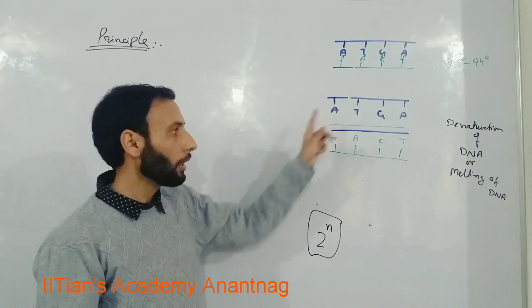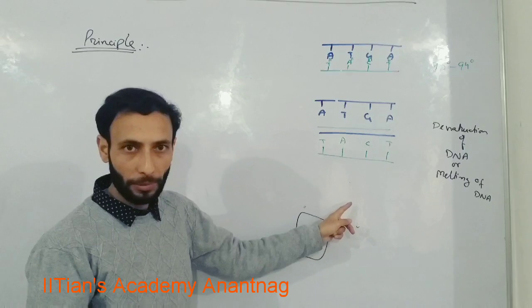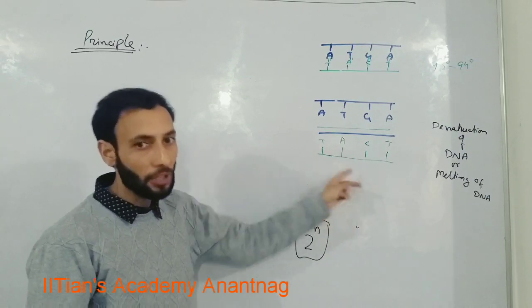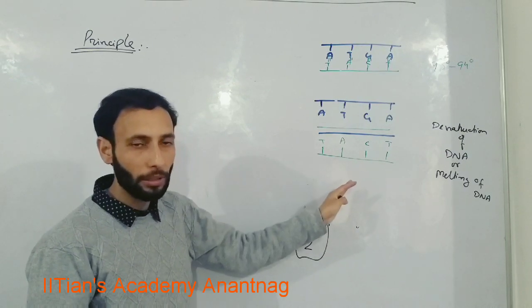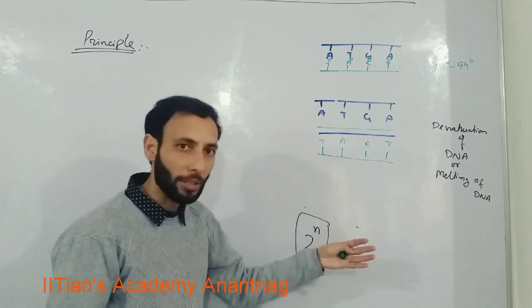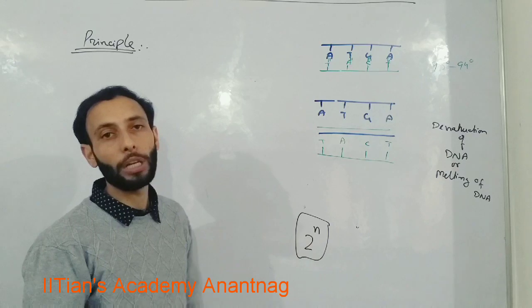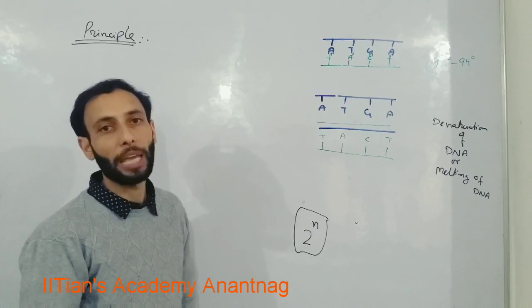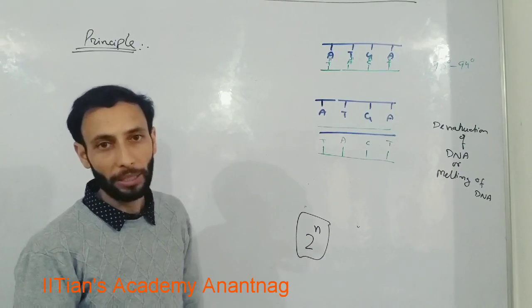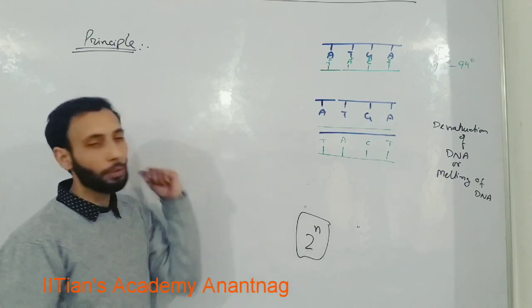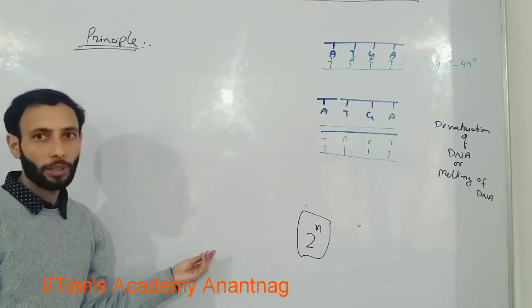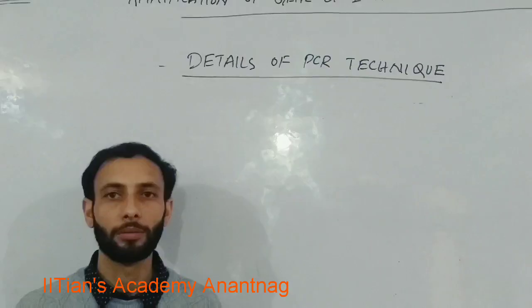So from one molecule we have obtained two molecules of DNA after the first cycle of reaction. If we repeat the process multiple times, n number of times, the number of molecules of DNA which we will be able to produce will be 2 to the power n. So this is the working principle of the polymerase chain reaction.